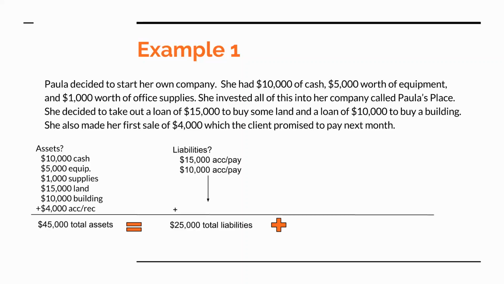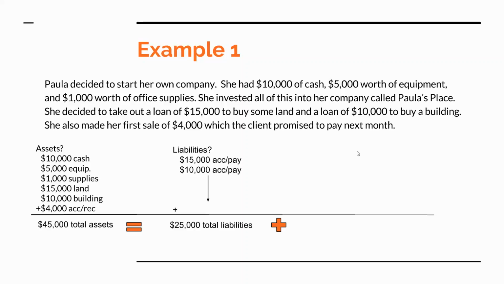So remember, what is equities? It's common stock, dividends, revenues, and expenses, and also retained earnings. But since Paula just started her company, she will not have any retained earnings in the business. If we read over the paragraph one more time, we can see that Paula does have a revenue of $4,000, but she doesn't have any expenses, and she also didn't pay herself any dividends.